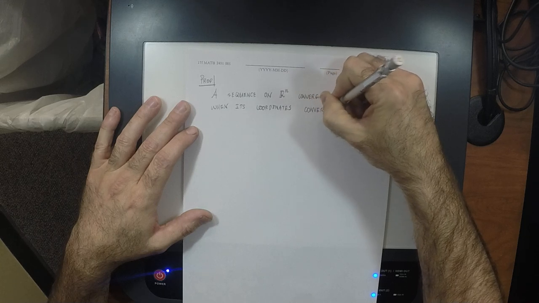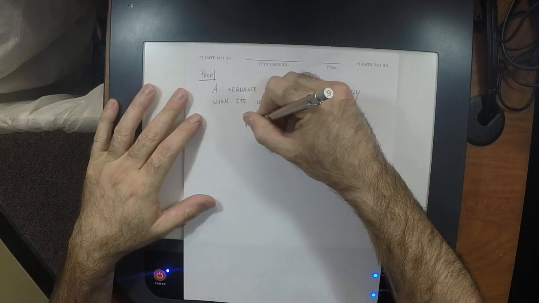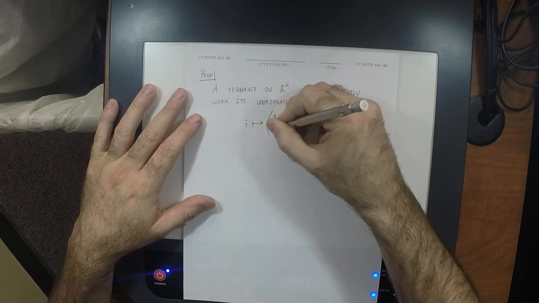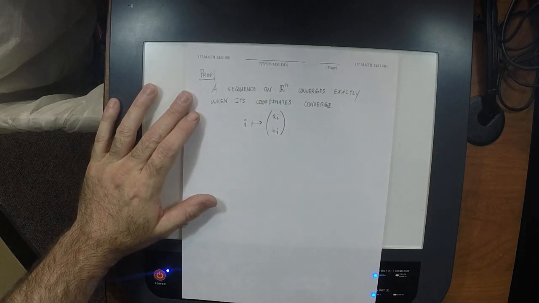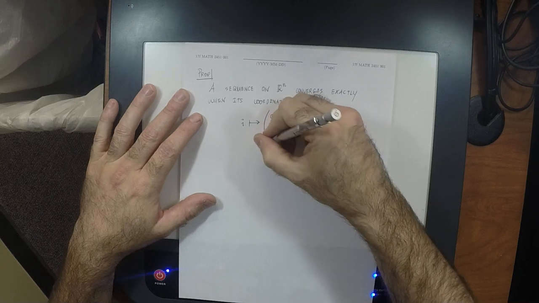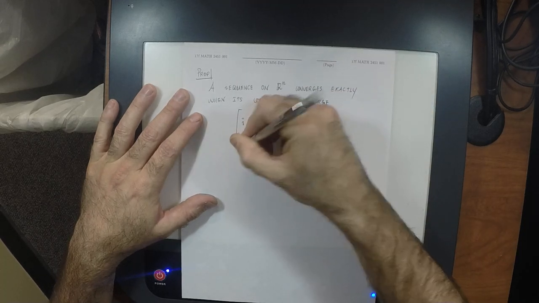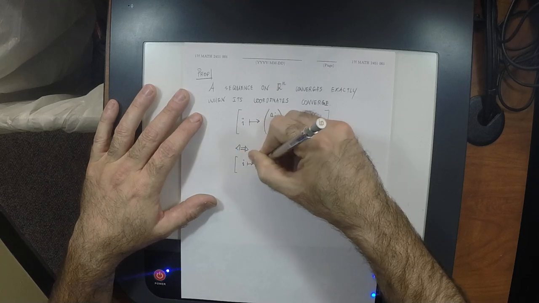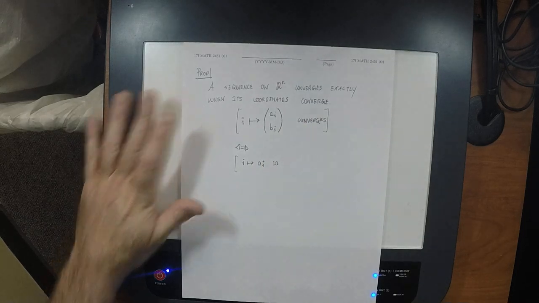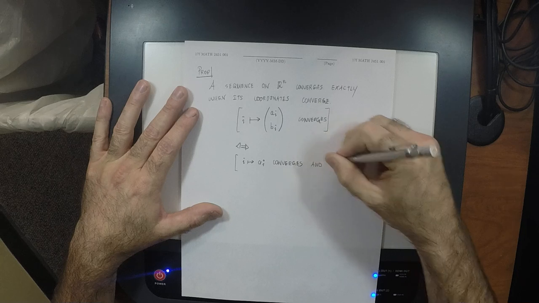So rather than give you an example where I'm trying to do n coordinates at the same time and I have to use double indices, I'll just do it with two coordinates in R2. I think it should be clear. That is to say, if we have the sequence i maps to the first coordinate, I'll call a_i, and the second coordinate b_i, this converges if and only if i to a_i converges, and if and only if this one converges and this one converges.